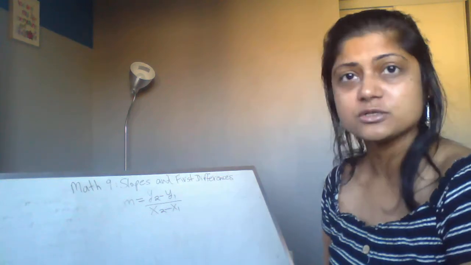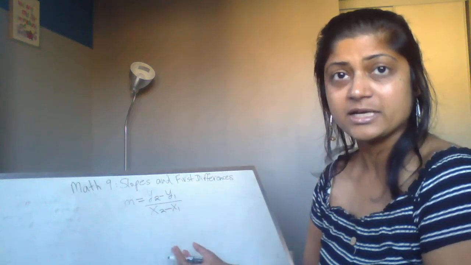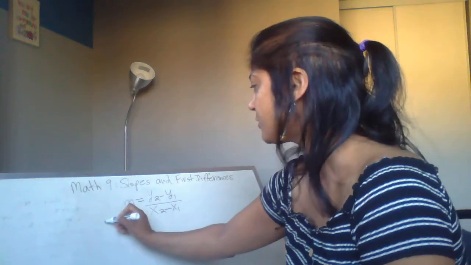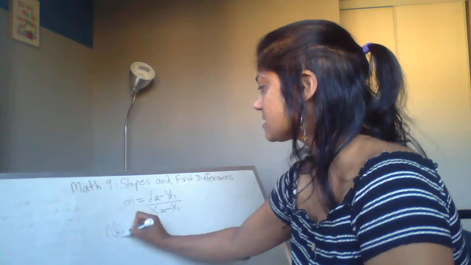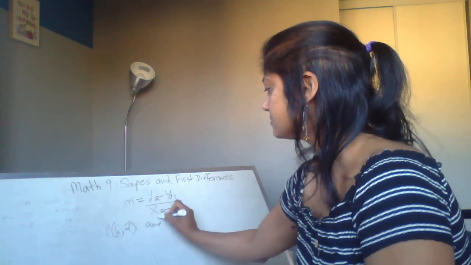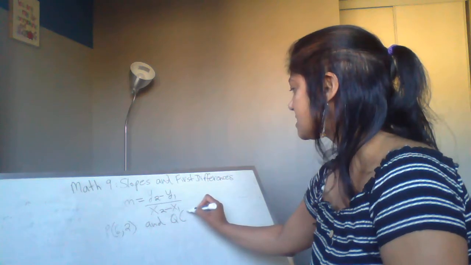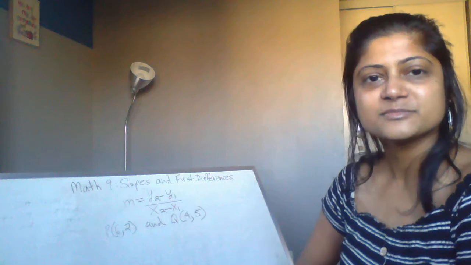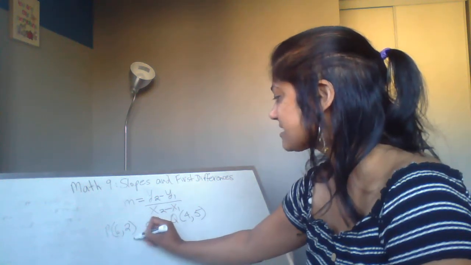Alright, and what you're going to do is I'm going to just plug it into this formula when I have 2 points. Okay, so say I'm calculating here the slope. Alright, so I have point P, maybe it's 6 and 2. I have point Q, okay? Let's do something simple. So let's do 4 and 5. Okay, so say I have this, okay, and I'm looking for the slope of this line.